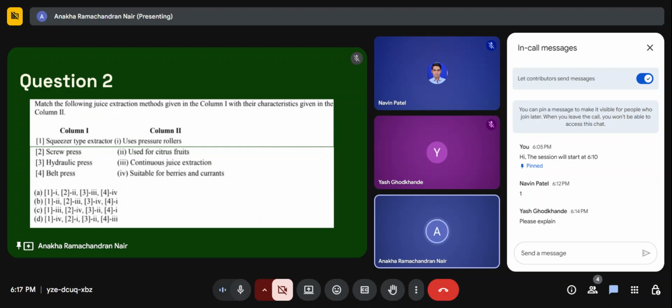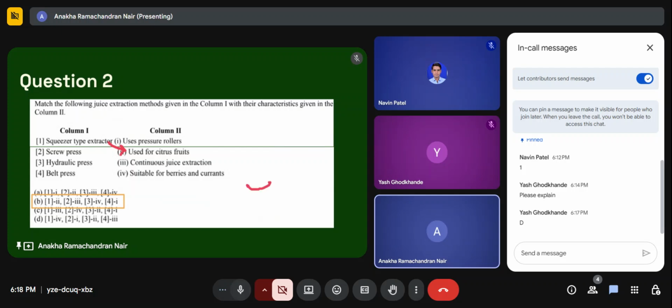Alright, I'm not seeing an answer, so let's go and see what the answer is. The correct answer is option B, where the squeezer type extractor is used for citrus fruits. If you have half a lemon, how will you extract its juice? You will squeeze it using that instrument, right?